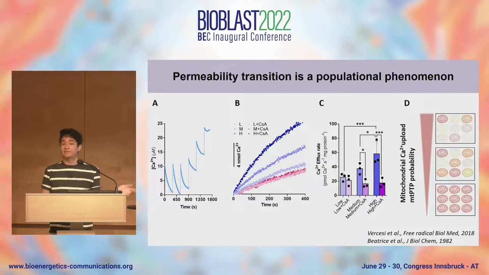This is not something new. It was previously shown that permeability transition is a populational phenomenon. But we need to keep this in mind when measuring calcium efflux, because I cannot use just any concentration below the calcium retention capacity. I have to use one in which I do not induce mitochondrial permeability transition.